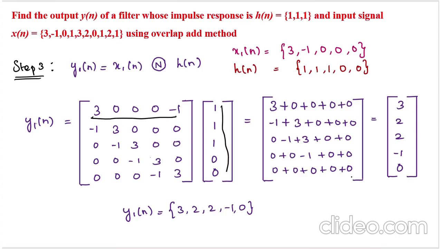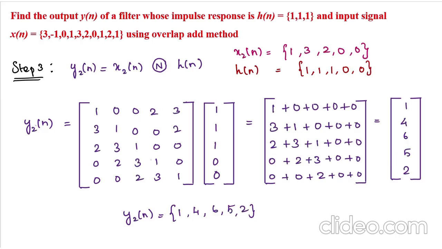Okay. Now if you solve this, it will be 3. Here 3 minus 1 is 2. Here again minus 1 plus 3 is 2. Here only minus 1 is there, minus 1. Here it is 0. So now we have got the y1 of n value. Similarly, we will be solving for y2 of n, y3 of n and y4 of n.